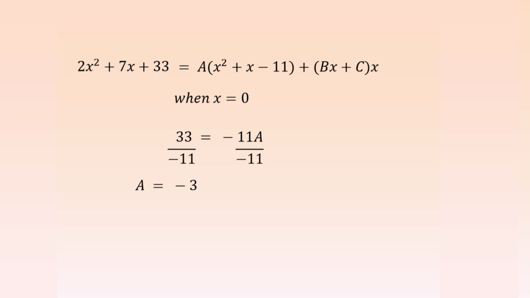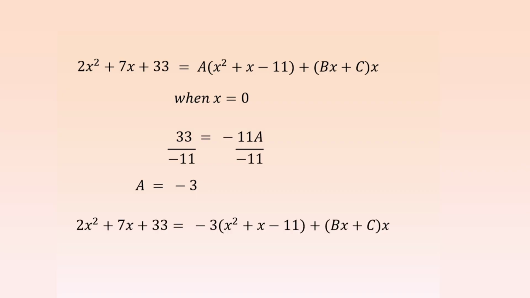Okay, then we group items. After that, we compare the coefficient of the left hand side to the right hand side so that we're able to find the values of B and C. Yes. In this case, we have already calculated A, which is -3, so we just substitute that and then open the bracket.